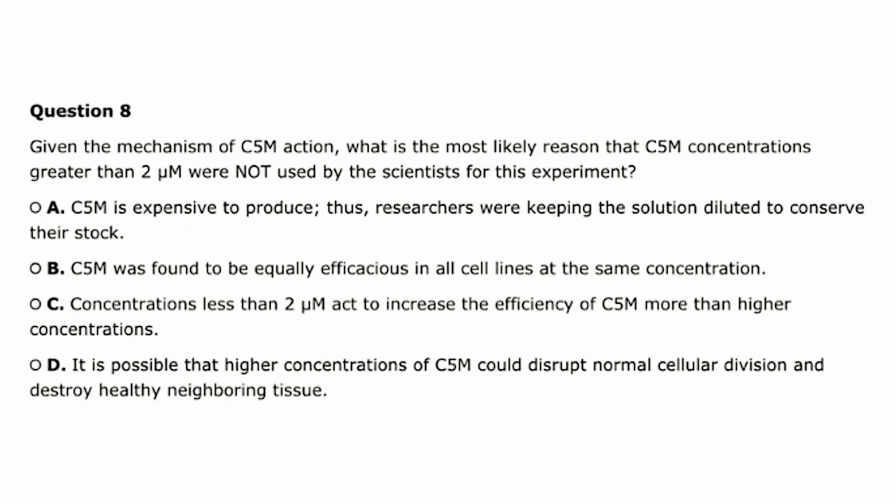We also have kind of the opposite, which is that in our first table, we were shown that sometimes you do need a higher concentration. It seems like it depends on the cell more than the concentration alone. So I don't like that one. And so I'm automatically left with D before even reading it. Answer choice D, it is possible that higher concentrations of C5M could disrupt normal cellular division and destroy healthy neighboring tissue, which I think makes sense. Even if we weren't able to paraphrase the question, I think most people understand that any sort of cancer drug is bad for the body. All right. That's easy enough.